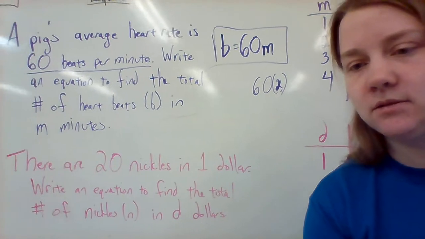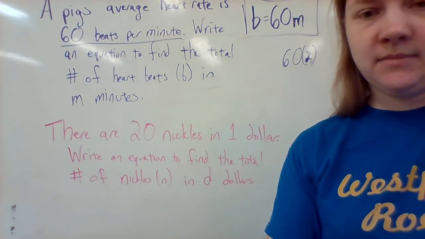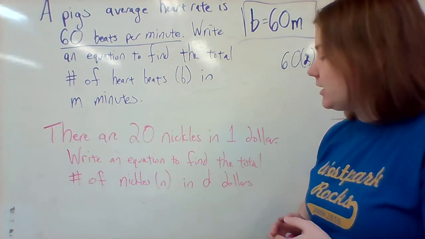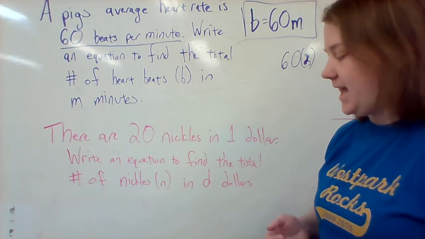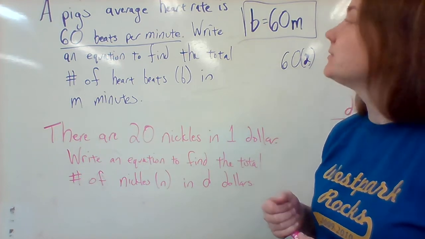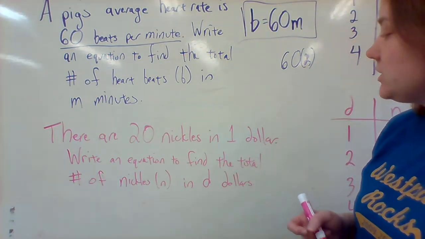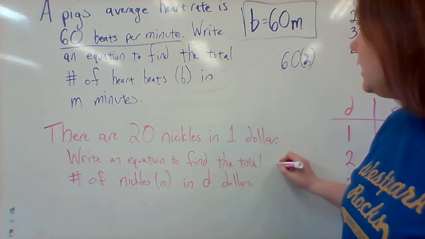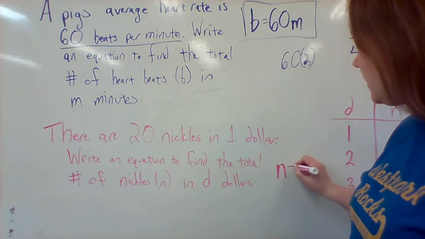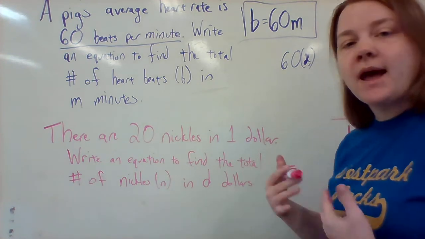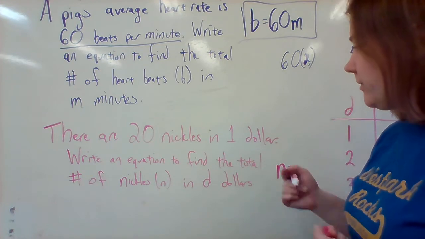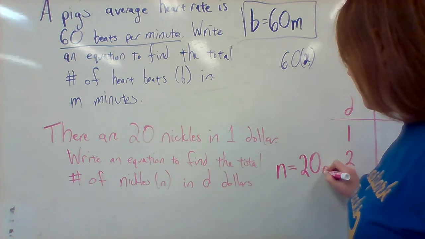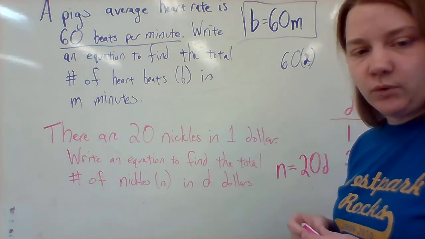Let's look at the pink problem. There are 20 nickels in $1. Write an equation to find the total number of nickels, n, in D dollars. So to figure this out, you want to know how many nickels are in $1. So that would be n equals, because you're trying to figure out how many nickels per dollar. And you know that for every dollar, you're going to multiply by 20, because there are 20 nickels in $1.